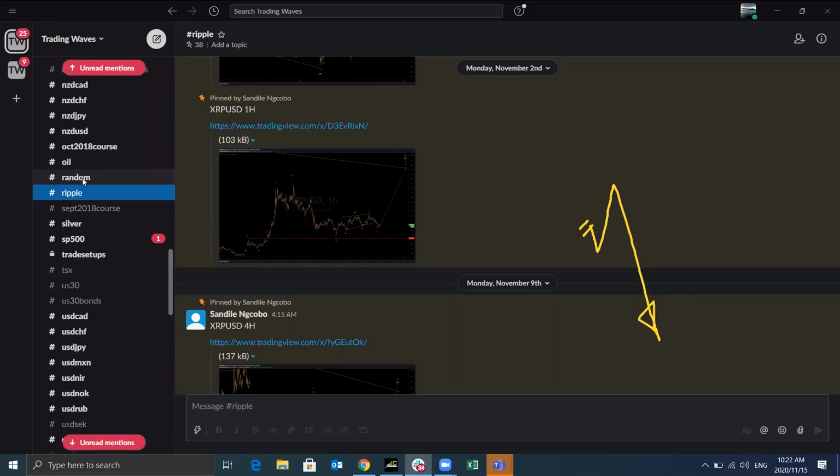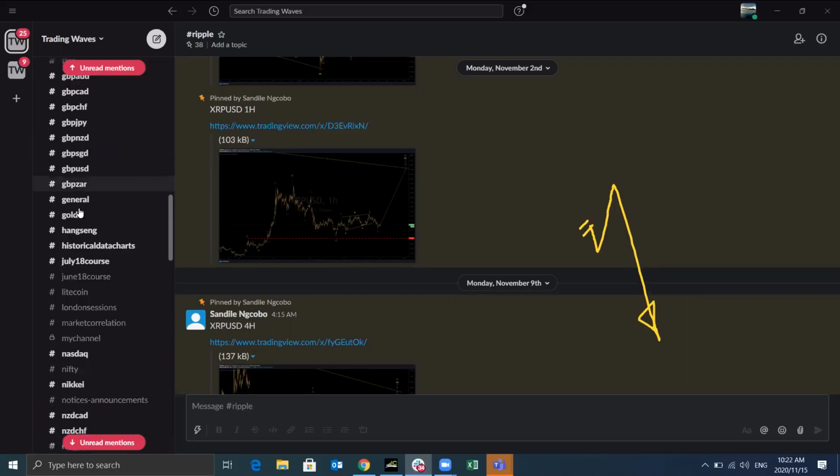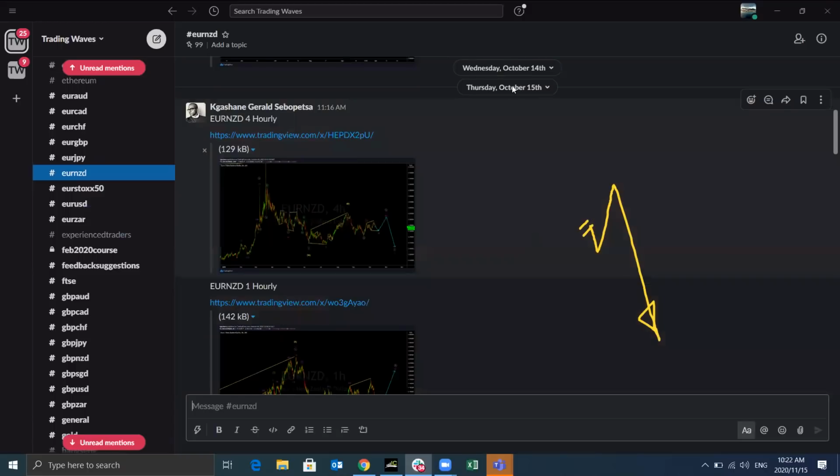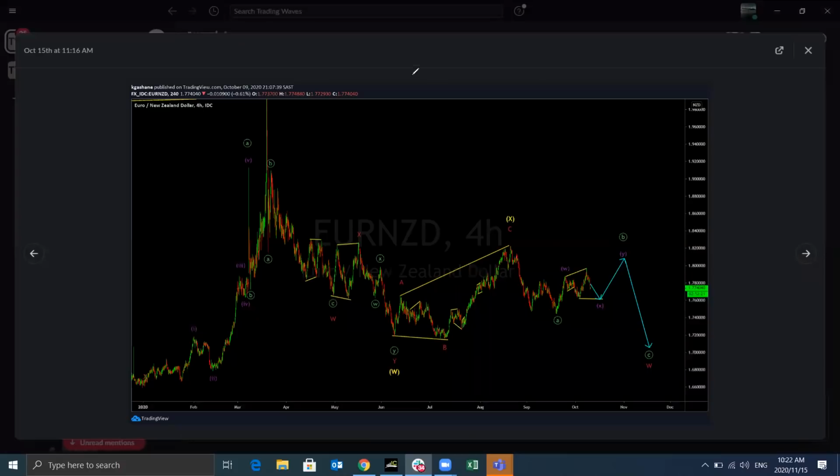So let's look at Euro New Zealand. So this is Euro New Zealand. Now look at this amazing trade. This is like a trade of the year actually. So let's have a look at this one. Euro New Zealand, this is the 4-hour chart. This is what I was talking about.